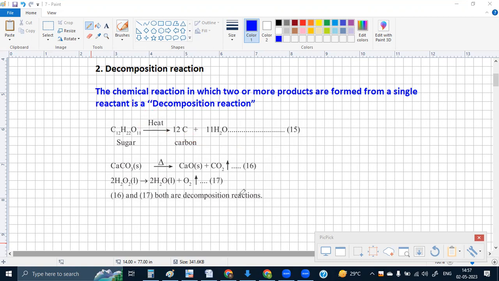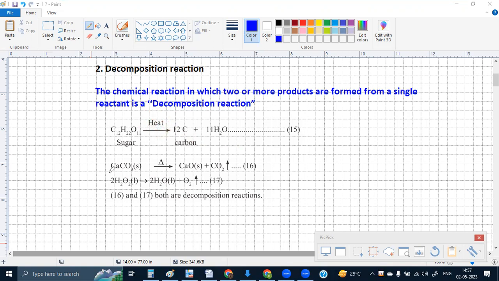Both you will have to write. If they say only identify, then you have to write both of these. It is decomposition reaction. It is endothermic reaction. If they ask you to state whether the reaction is endothermic or exothermic, then it is going to be endothermic. You can also put a triangle over here instead of writing heat.